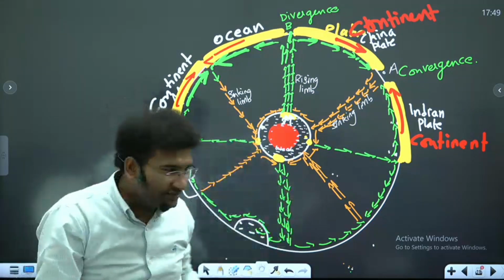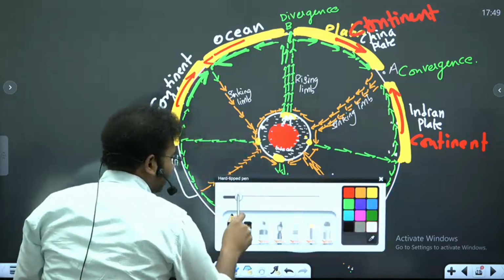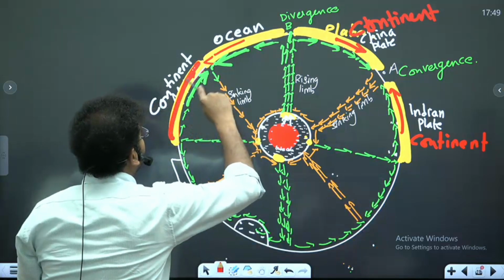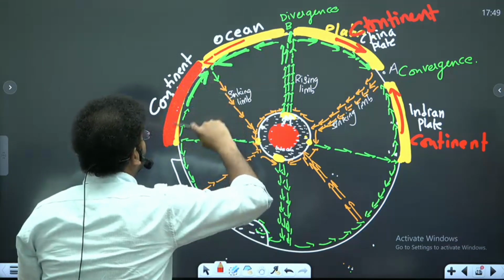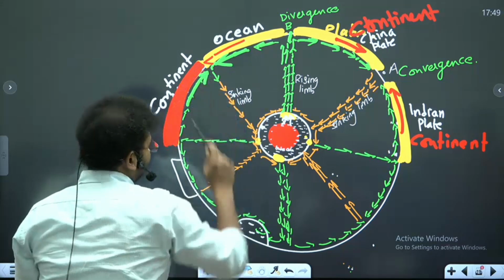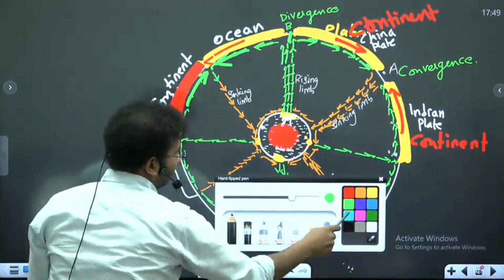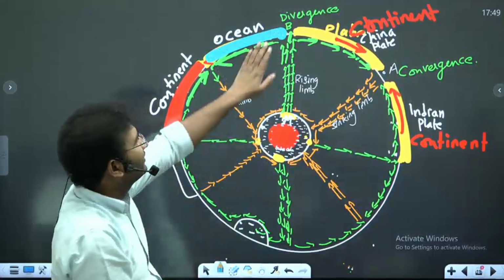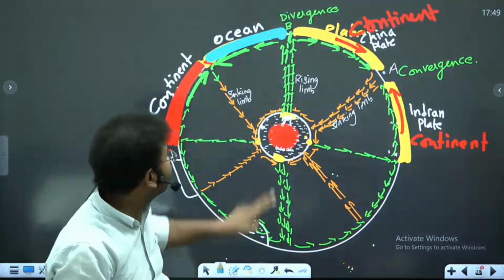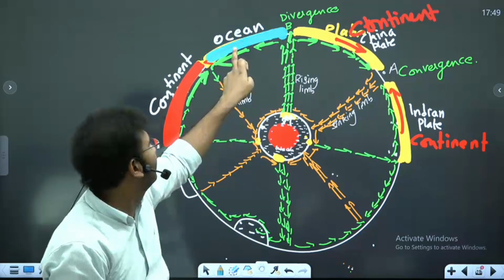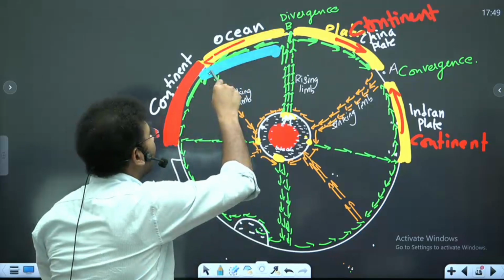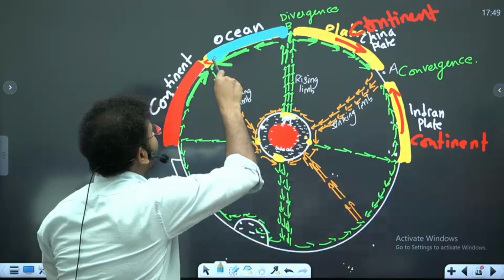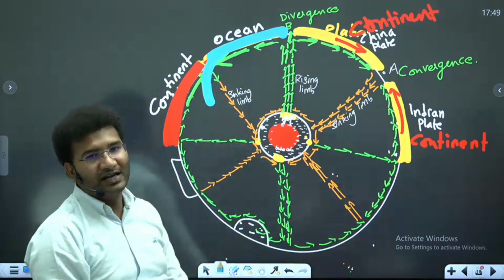Right? That means you will get to see that one of the limbs is ocean. I'll make this continent red color. This continent is in red color and this ocean I'll make blue color. Okay? Now just imagine what I am doing is pushing this ocean towards the continent. Here what happens is that my ocean plate goes and sinks under the continent and it gets melted into the mantle.